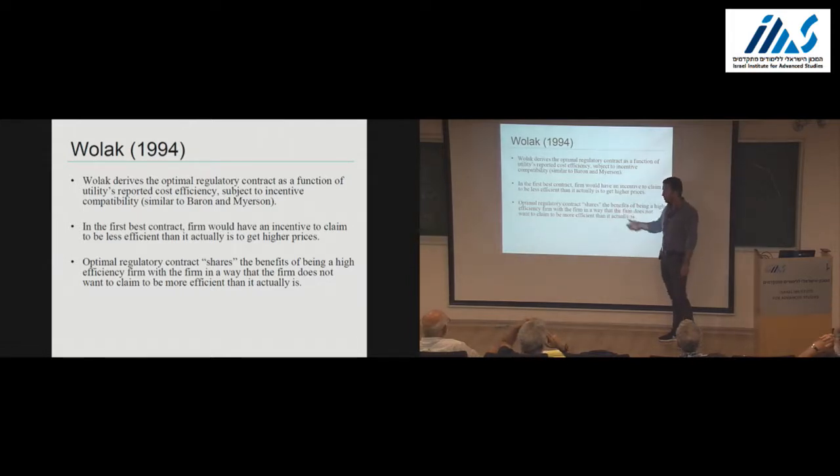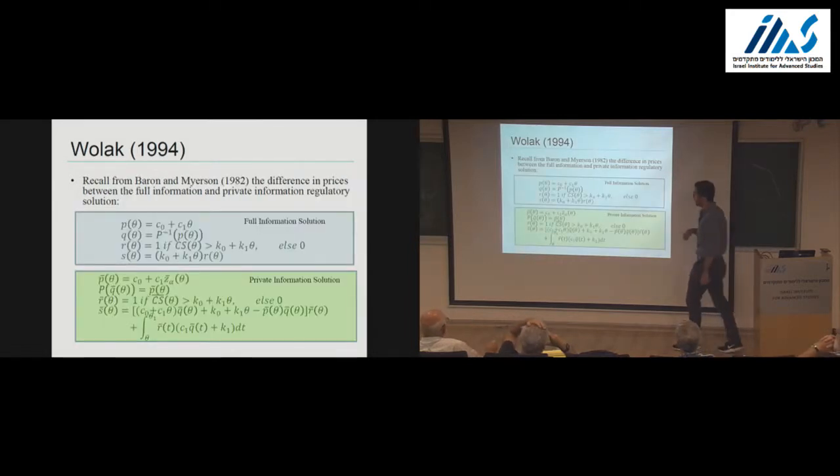And remember there, you can't let them just report costs, because then they're going to want to say they have a really high cost. You've got to give them some benefit for saying they have a low cost. And that comes through that fixed subsidy that you pay to them. So let's remember what that was. This is not the exact same setup as Wolak, but this is just repeating the slides from Baron and Myerson.